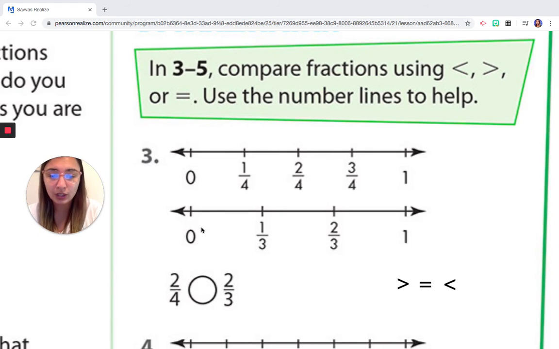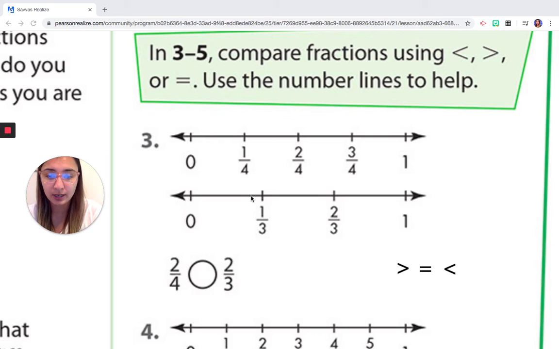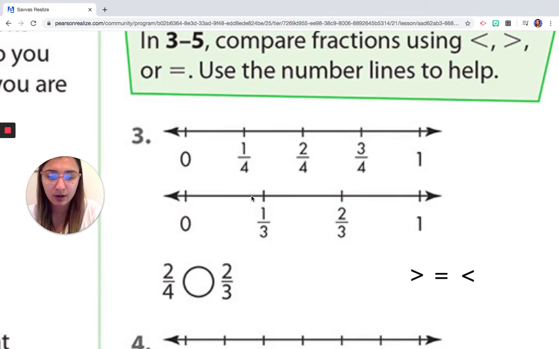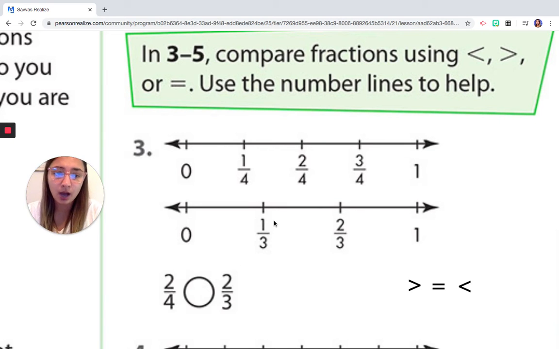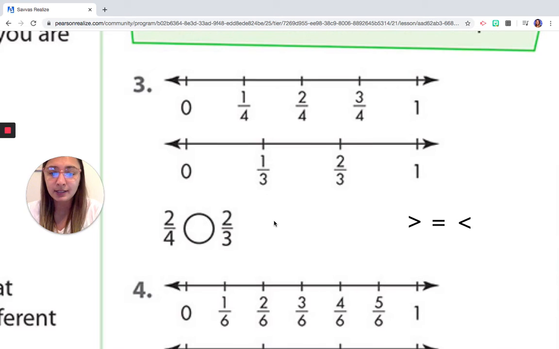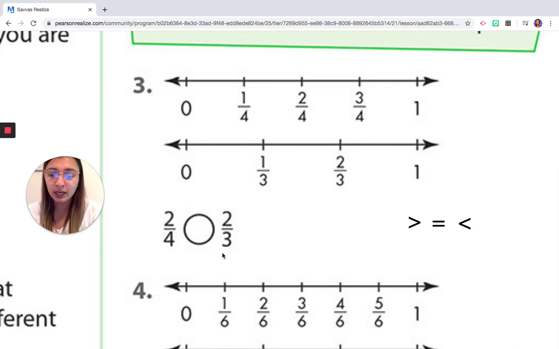So we're looking at number 3 here. Can we make it any bigger? Yeah, there we go. All right. So it says compare fractions using greater than, less than, or equal to, and we're going to use the number lines to help us. So we're looking down here. We want to compare 2/4 to 2/3. Now, the denominator on here is different, so that is something that we have to make sure that we look at. All right, so how are we going to figure this out?